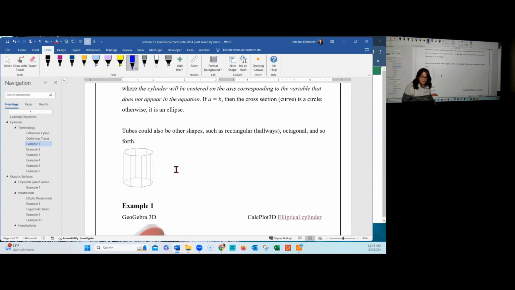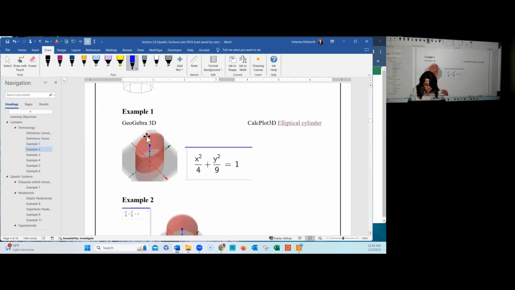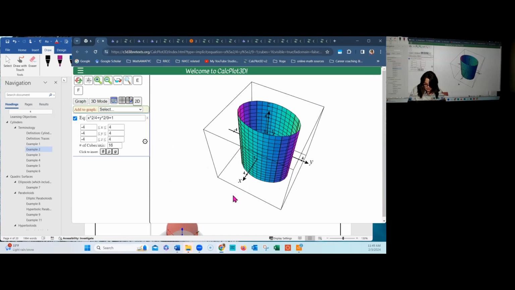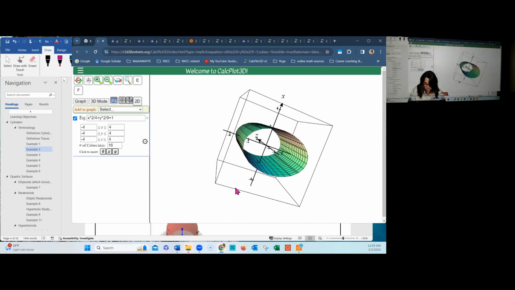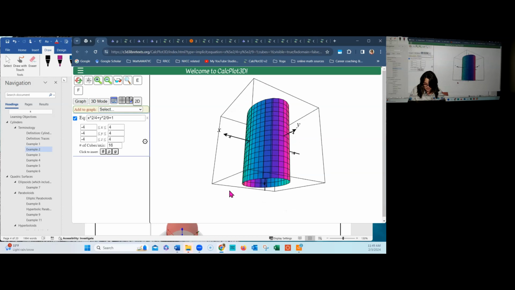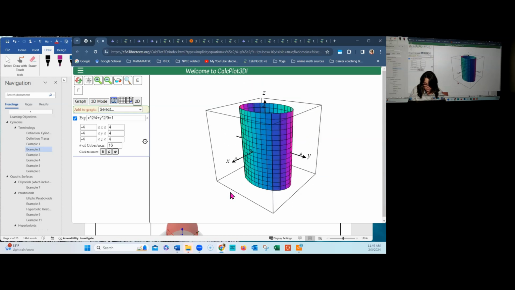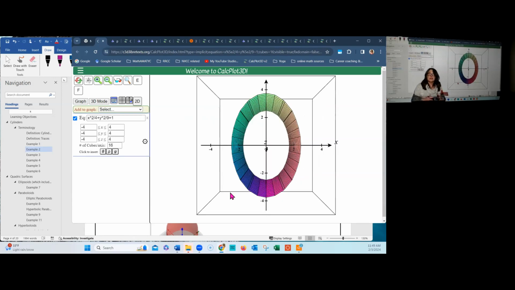Let's go ahead and take a look at this one down here in example 1. You can see the picture in GeoGebra 3D, which is here, and I've graphed it for you in CalcPlot 3D as well. And again, you can see here that it does produce a shape. It would continue in all directions. It's just CalcPlot 3D, it's only graphing what it sees. And we can see that the rulings must be parallel to the z-axis. So if I do Alt-Z, I should see the ellipse on which this one is based.